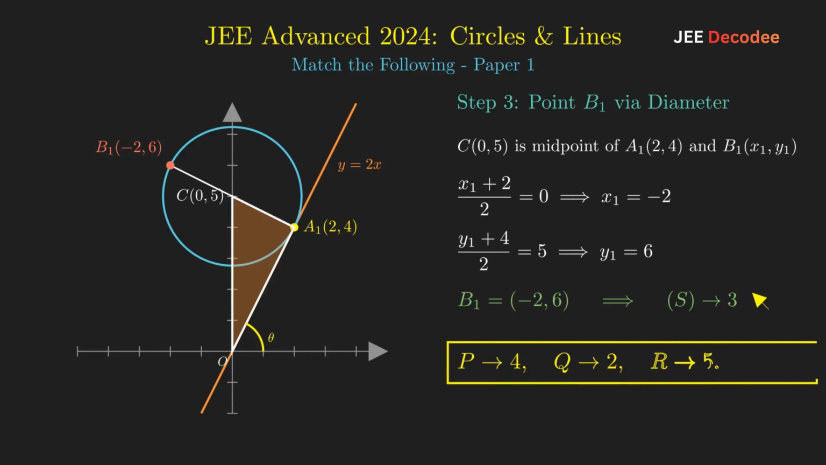Our final matching sequence is P to 4, Q to 2, R to 5, and S to 3. This makes option A the absolutely correct answer.